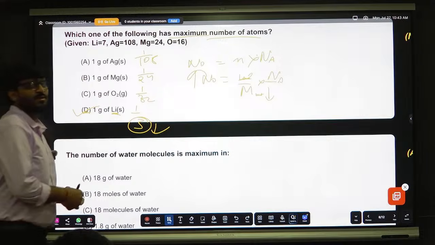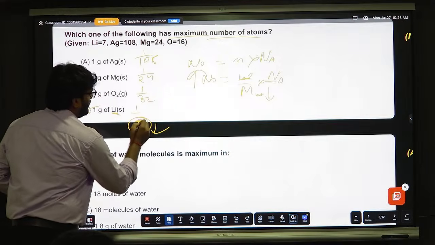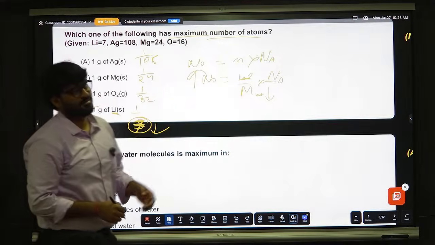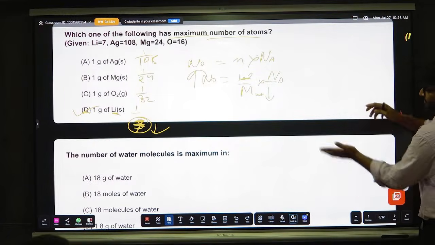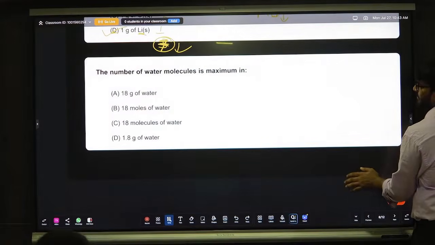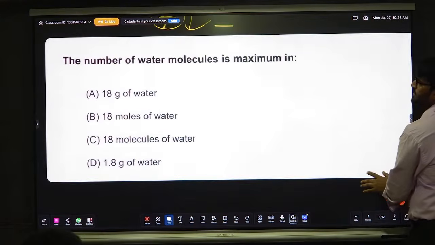Oh, I just wrote the atomic number. Sorry, 1 by 7. Fine. So don't make such a silly mistake in the exam. But obviously we got the right answer. Anyways, the number of water molecules is maximum in?